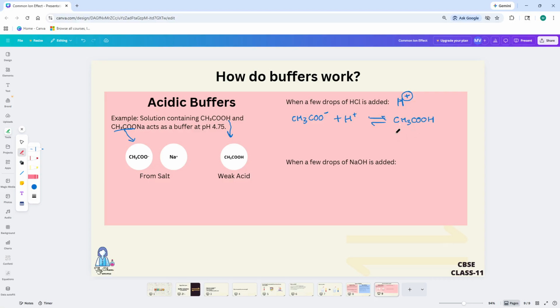CH3COOH. So we're getting more of the acetic acid. Okay, so it's going to form unionized or undissociated acetic acid, and that will ensure that the pH of our solution is not going to change. Again, only when a few drops of HCl is added. And the remaining Cl minus ion might combine with the sodium ion to form NaCl, which is a salt.